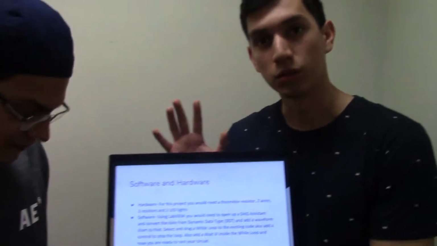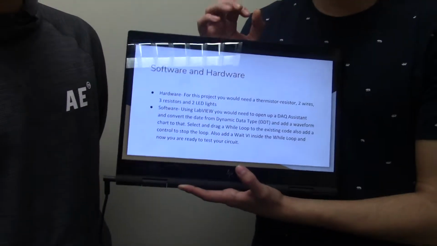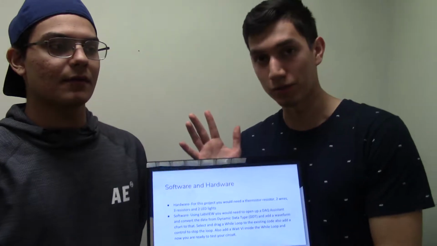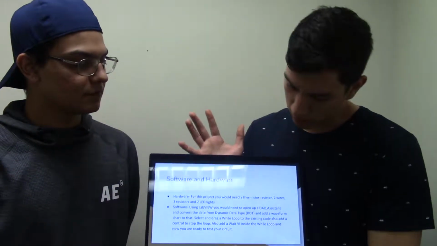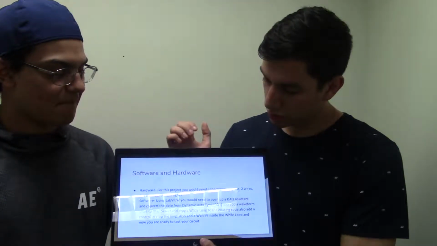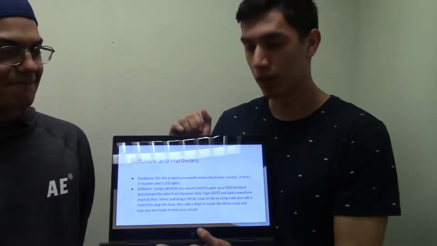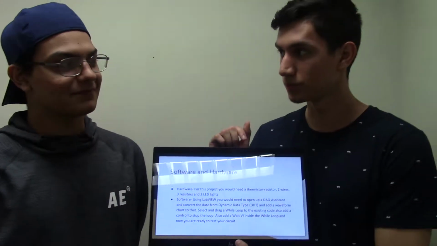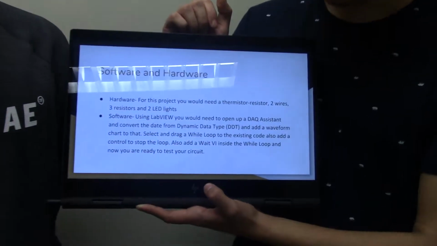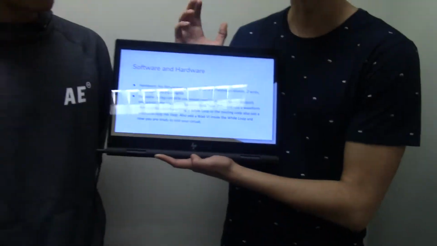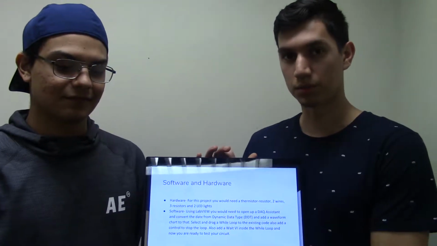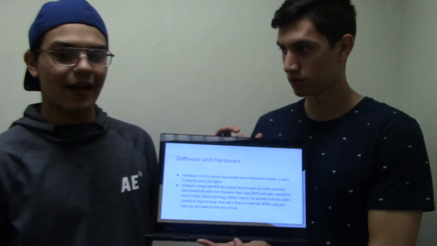And now for software, once we actually had the circuit already made, we had to connect our MyDAQ to the computer and open up LabVIEW, and that's where we did all the code behind the scenes. What we did first is we opened up the assistant panel, and we had to convert the data from DDT, which is a dynamic data type, and add a waveform chart to that, so we could see the data inputs, the thermistor, the voltage produced and how it varies.